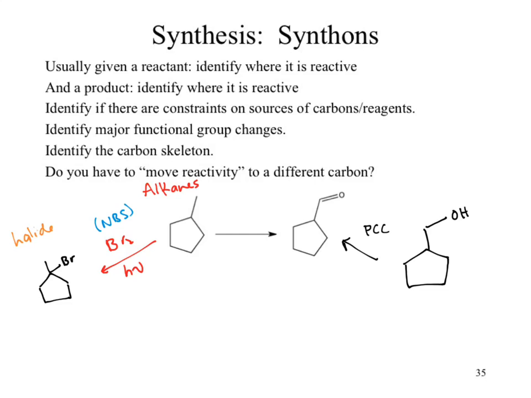Okay, so I can do pretty much substitution and elimination with the alkyl halides. Okay, my reactivity is going to be sitting on that tertiary carbon. Constraints on carbon sources, there are none. Okay, major functional group changes. I've gone from an alkyl halide to an aldehyde, and depending on what step of the problem we're looking at, either an aldehyde or an alcohol. Okay, since we're at this point, I would say we're looking at the halide to the alcohol.